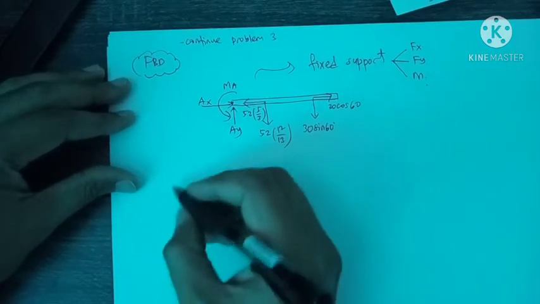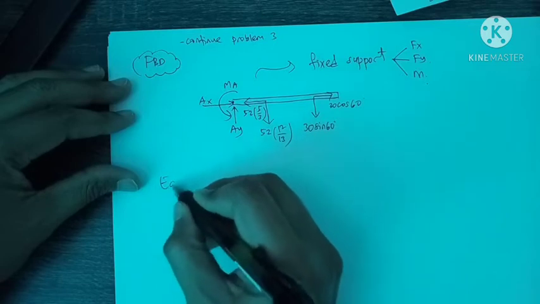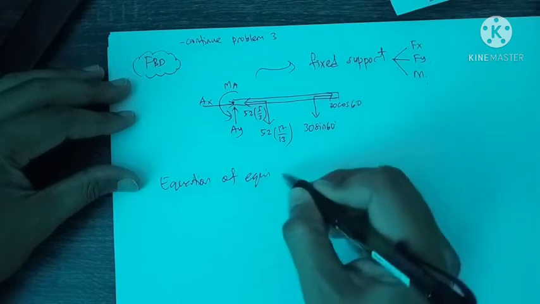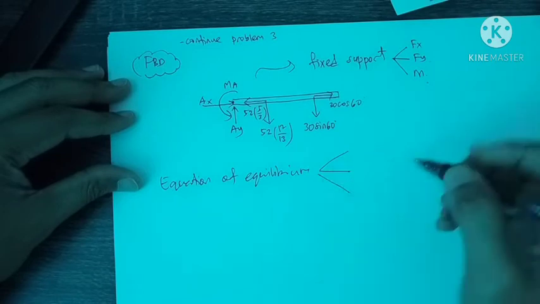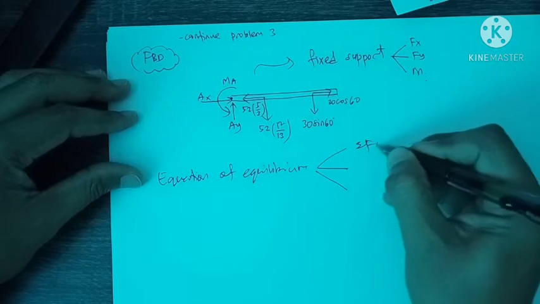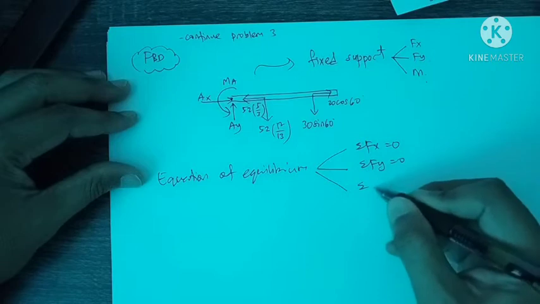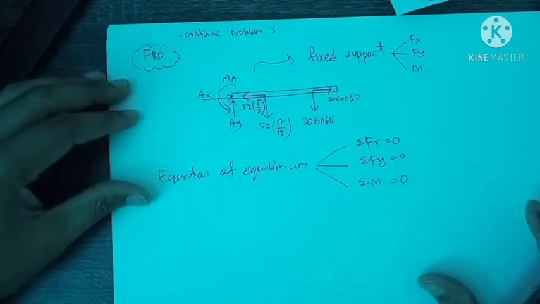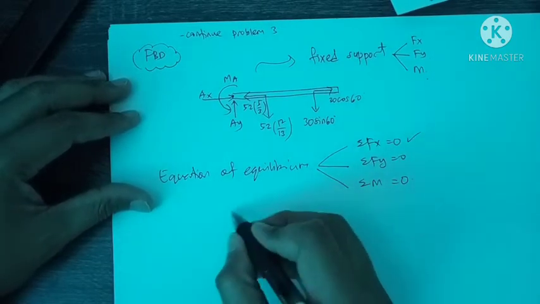Okay, so next step we can continue to solve it by applying the equations of equilibrium. So we're going to consider all three equations: the summation Fx equal to 0, summation Fy equal to 0, and summation moment equal to 0. Okay, so let's start with summation Fx equal to 0.